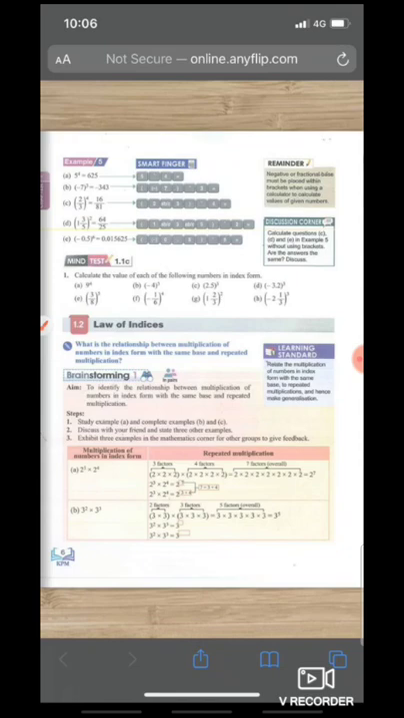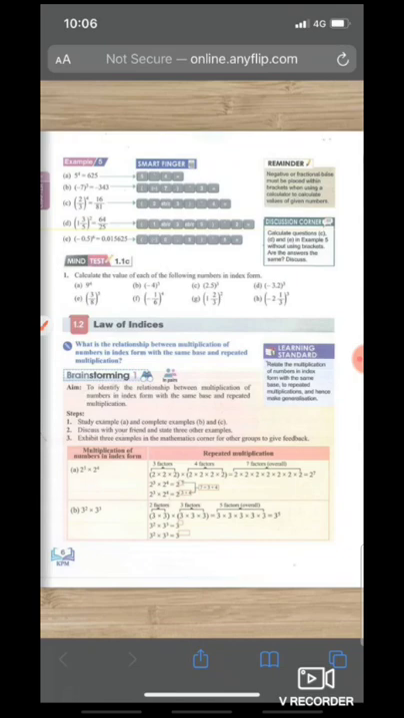So here, I want to explain to you the first chapter that we will learn in Form 3. That is Indices. But today I'm going to tell you about 1.2, the laws of indices. What is the relationship between multiplication of numbers in index form with the same base and repeated multiplication?